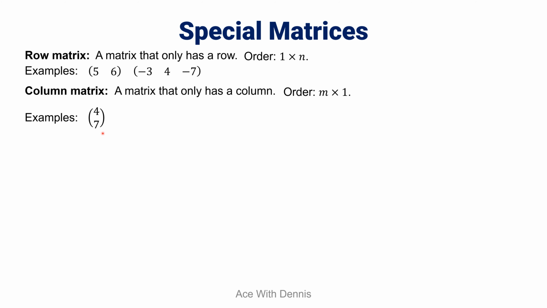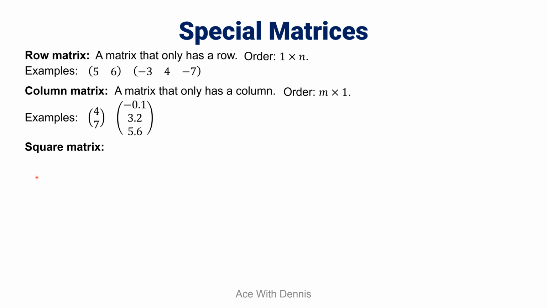The first example: we have 2 rows and 1 column. Hence the order is 2 times 1. Another example here: this matrix has 3 rows and 1 column. Hence the order will be 3 times 1.